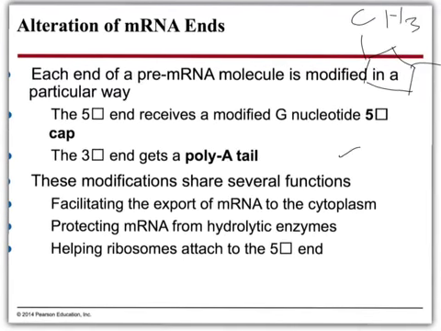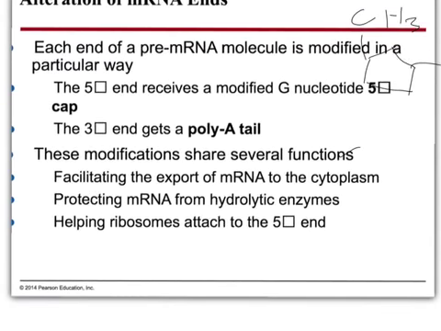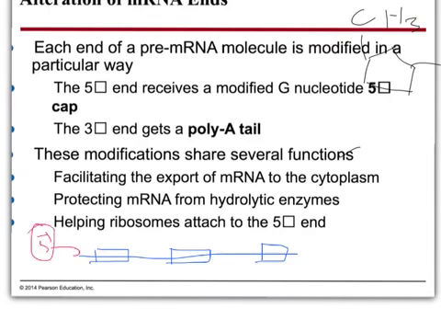The 3' end gets what's called the poly A tail. What's poly A? Polyadenylation. All right, so here's our RNA now. Our pre-mRNA still has these exons, and still has introns. We're going to add your 5' cap, right? And then at the end of it, we're going to add a string of adenines.